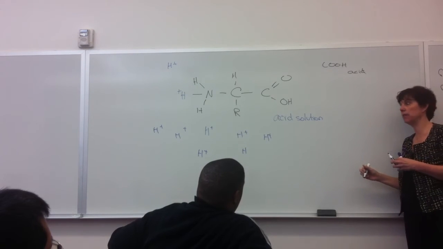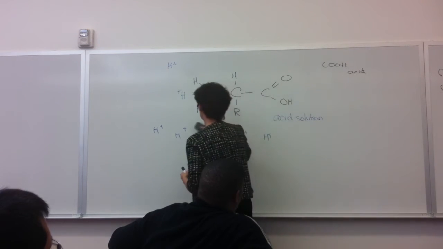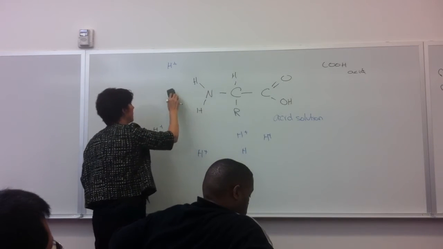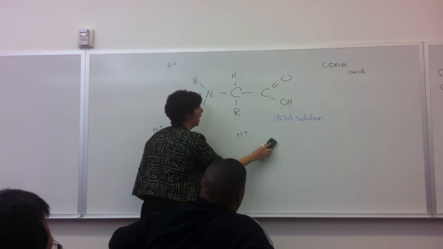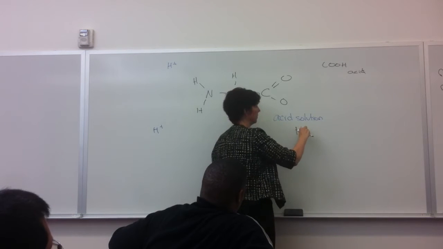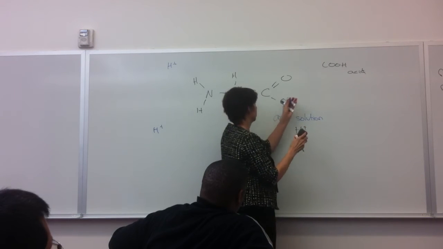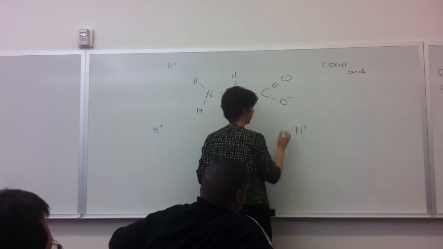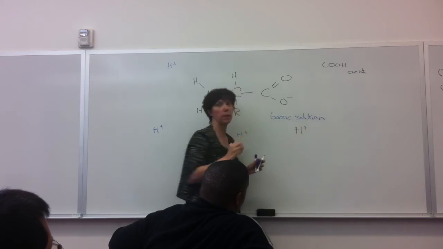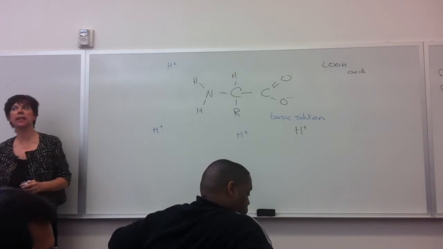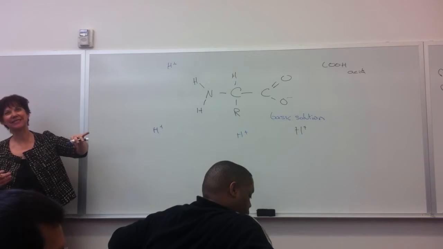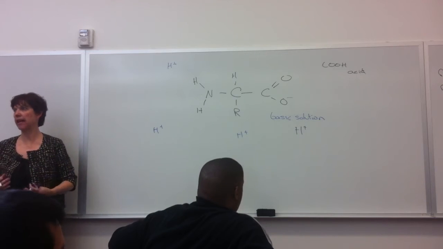Now, in a basic solution, we would have fewer hydrogens. We obviously wouldn't have one bound there because there's so few hydrogens that it's not going to be a stable interaction. And so in that type of solution, this hydrogen comes off as well. So we have a substance here, a compound, that either accepts the hydrogen or donates a hydrogen, depending on the number of surrounding hydrogens in solution.